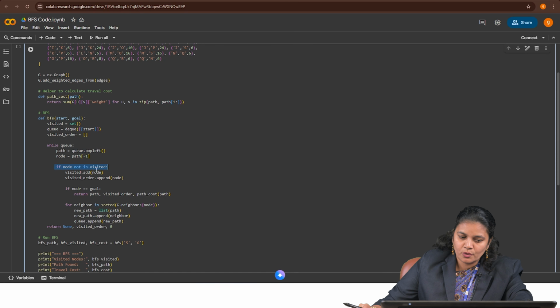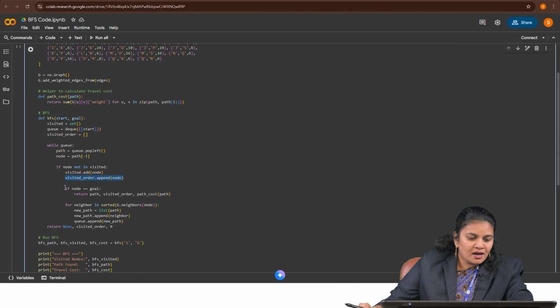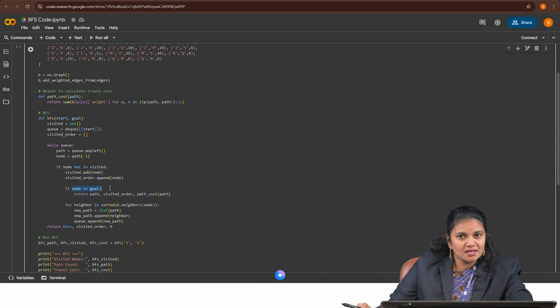If it is not in the visited list, then we add that node into the visited list and we are appending it in order. That is, we are using the alphabetical order I mentioned to you. Now, every node when we visit, we should check whether it is the goal state or not. So here we are checking if the node is equal to the goal node. If it is equal, we have reached the destination. We found the solution. So we can return the path we have taken, which order we have gone, the total path cost, everything, and we can close the function.